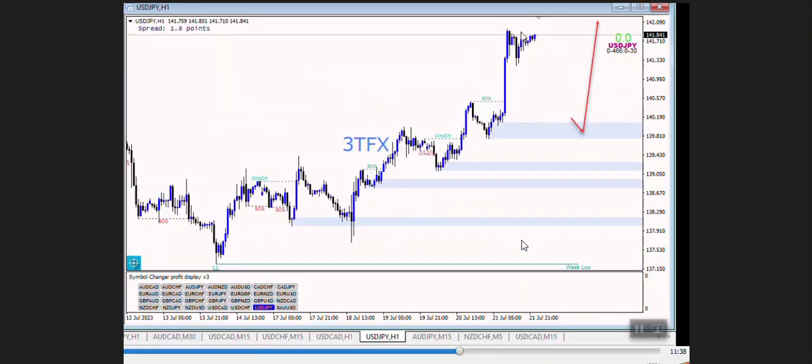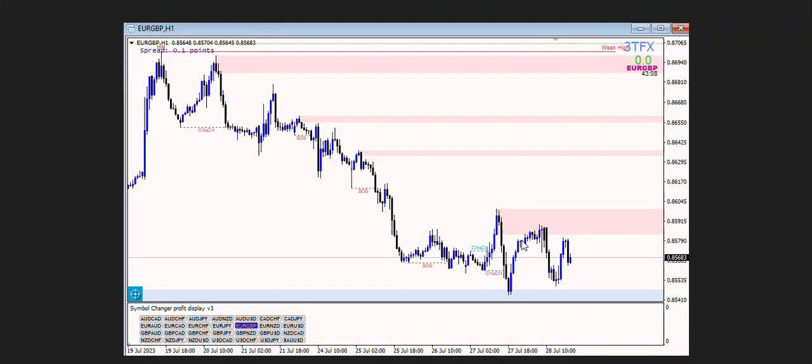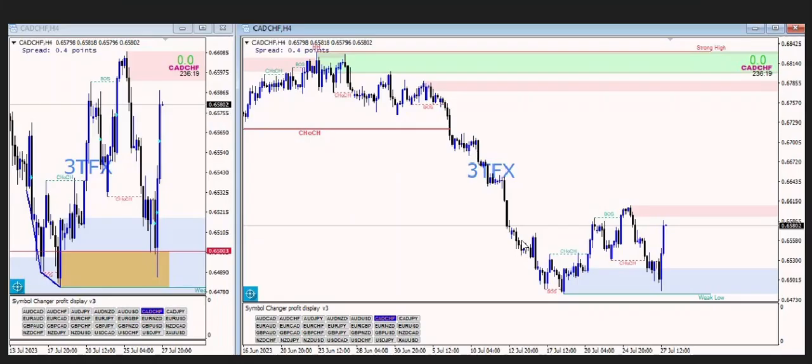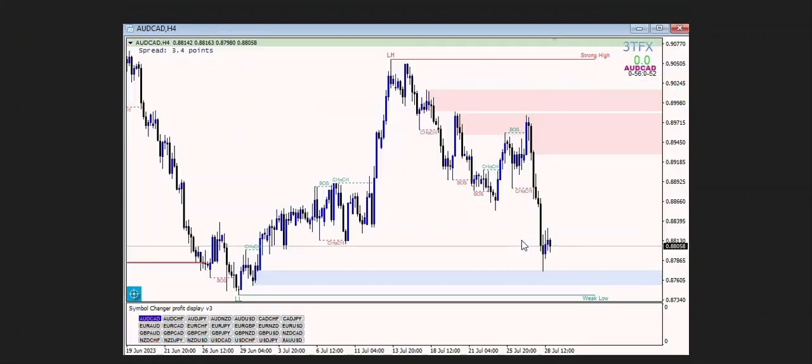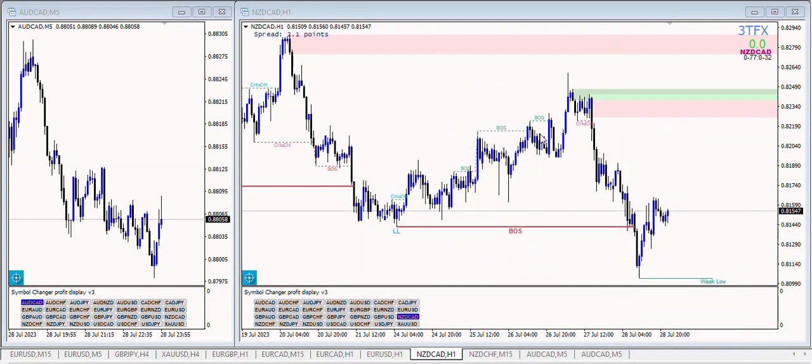So looking at the setups and the result, you can see that we had a great profit, good profit from the analysis of last week, right? So next week I have a few pairs to be looking at, just 6 pairs from the 4-hour time frame.